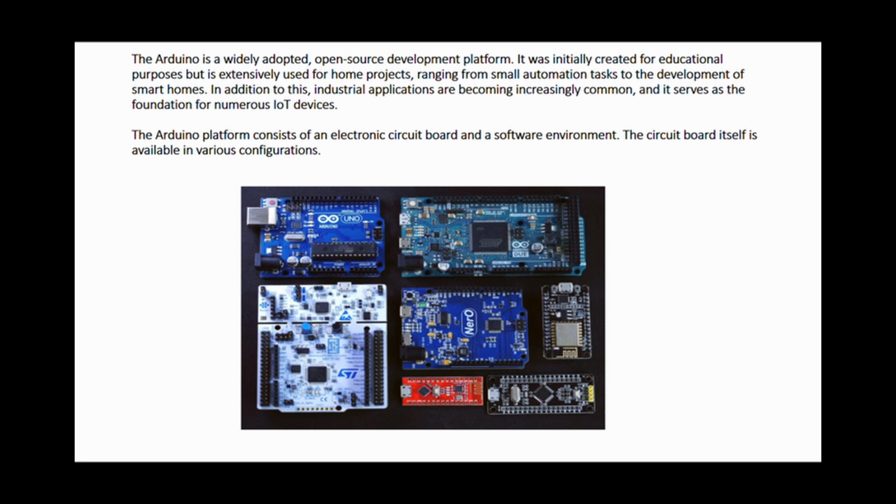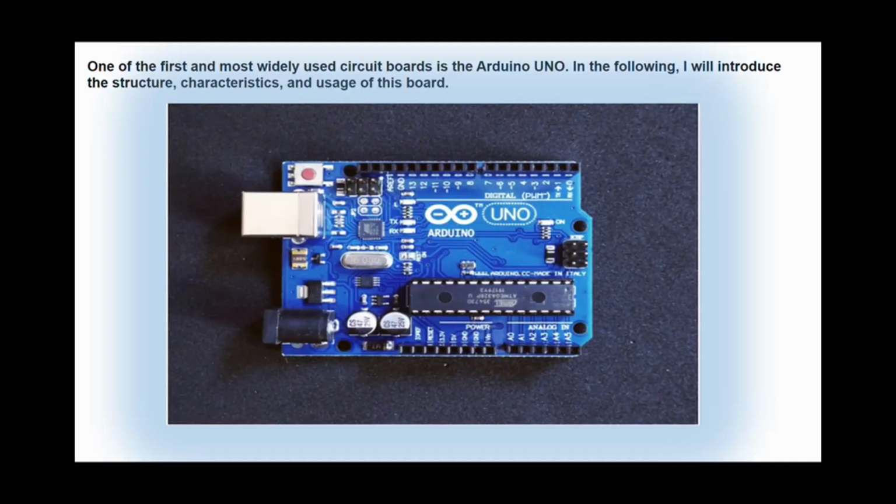The Arduino platform consists of an electronic circuit board and a software environment. The circuit board itself is available in various configurations. One of the first and most widely used circuit boards is the Arduino UNO. In the following, I will introduce the structure, characteristics, and usage of this board.